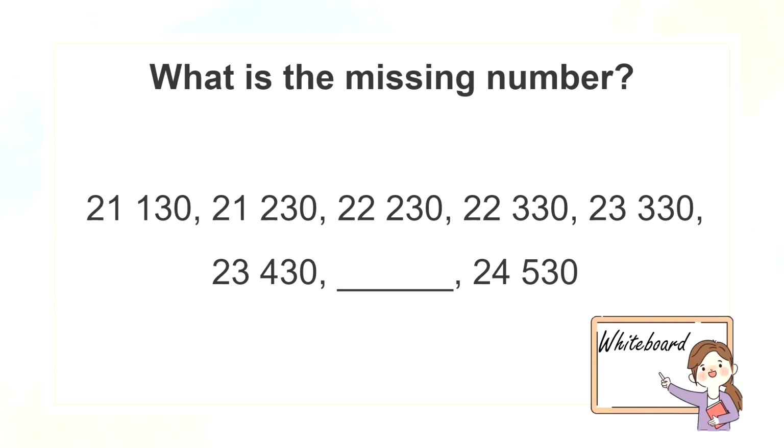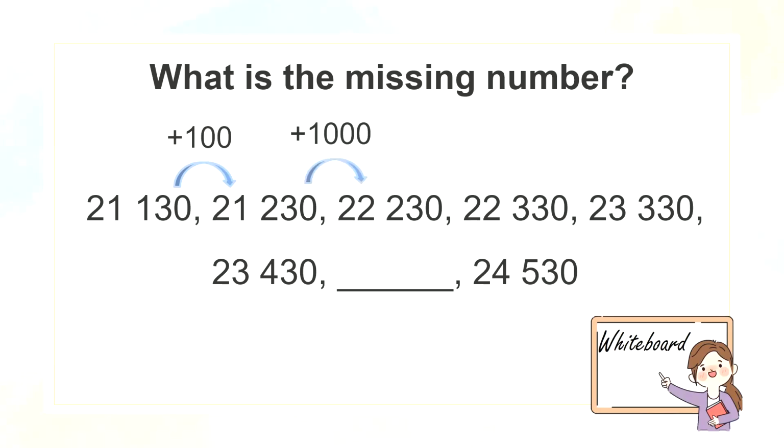Sometimes, the numbers don't follow a consistent pattern. There might be two patterns happening at the same time. Can you tell what the pattern is? Let's do this step by step. How do we get from the first number to the second number? We add 100. How do we get from the second number to the third number?